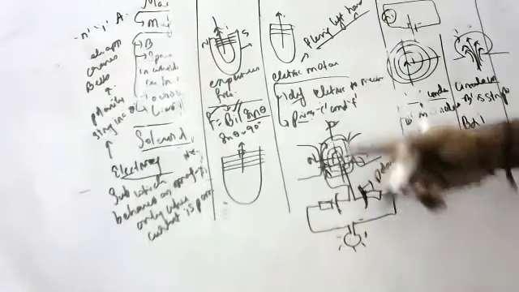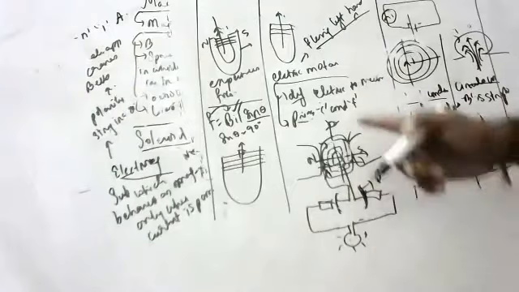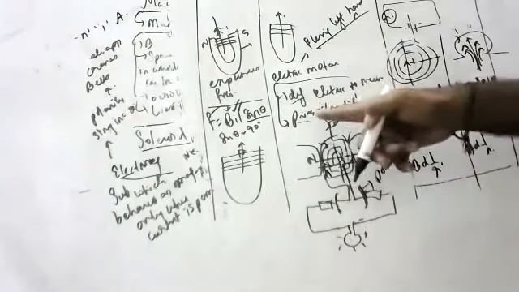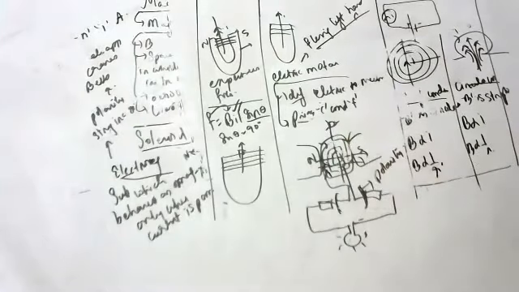Opposite, children. In a motor, if you pass current, it rotates. If you rotate, you will get the current. In a generator, if you rotate this, you will get the current. Okay? Now, what is the generator definition?